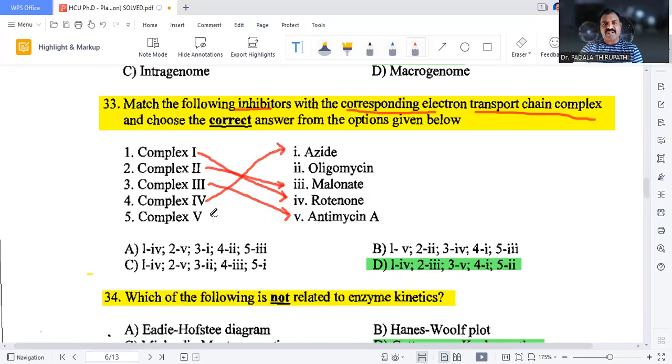And the complex 5 inhibitor is oligomycin. Oligomycin is the inhibitor of complex 5 in the electron transport chain. Okay, so this is the correct pairing.